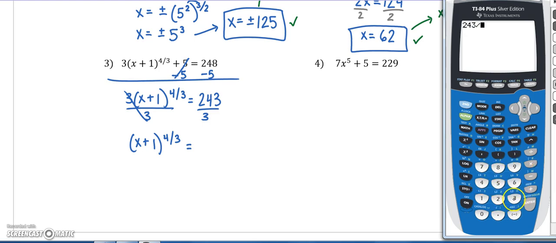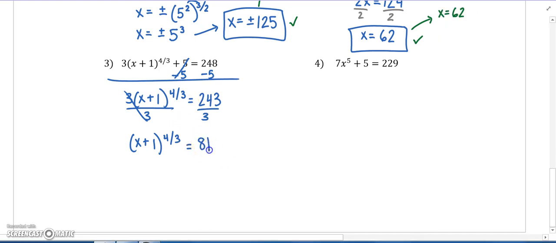All right, and I'm going to use my calculator to help me out here. 81. All right, so once your exponent has nothing outside of it, that's how you know it's time to get rid of the exponent. So again, we raise both sides to the reciprocal exponent. Awesome. So on this left side here, we're just left with x plus 1.